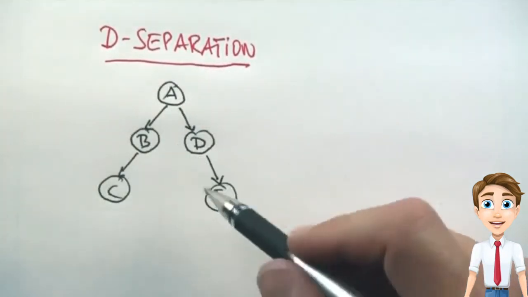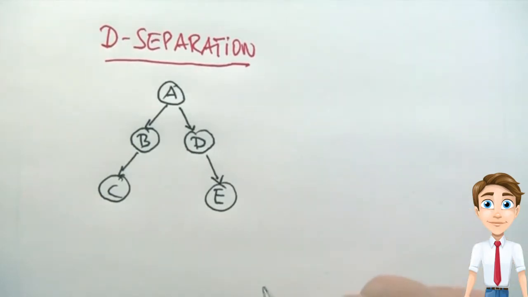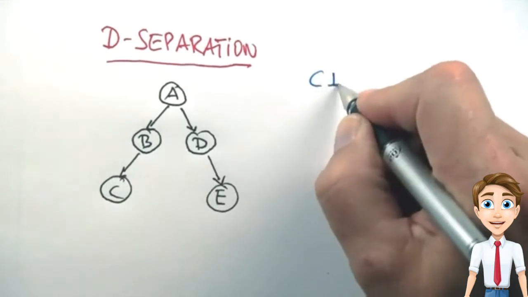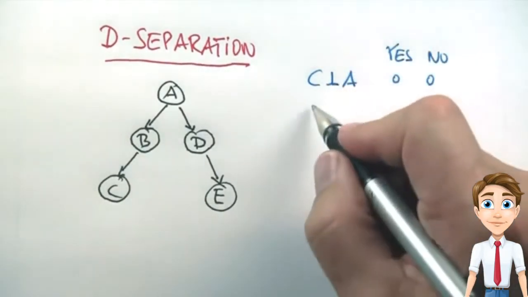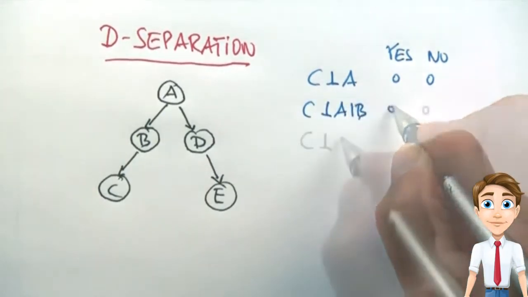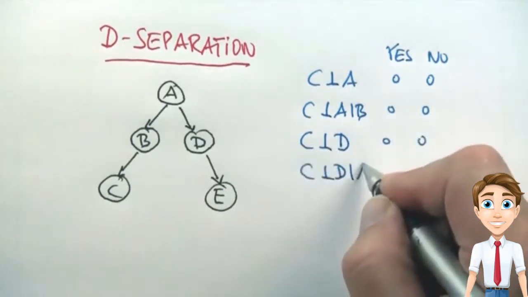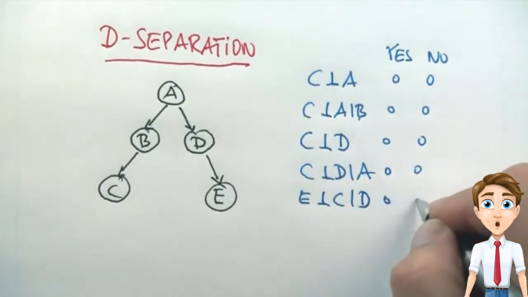We have here a Bayes network, and I'm going to ask you a conditional independence question. Is C independent of A? Please tell me yes or no. Is C independent of A given B? Is C independent of D? Is C independent of D given A? And is E independent of C given D?